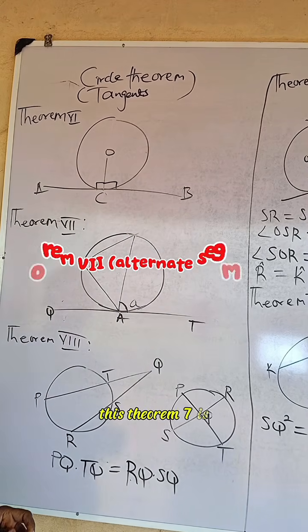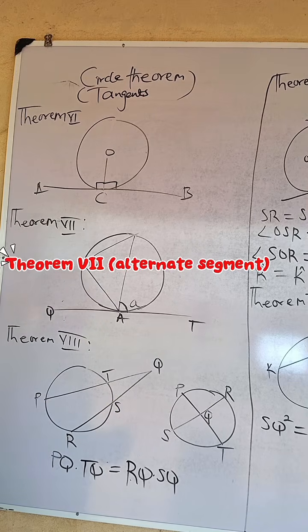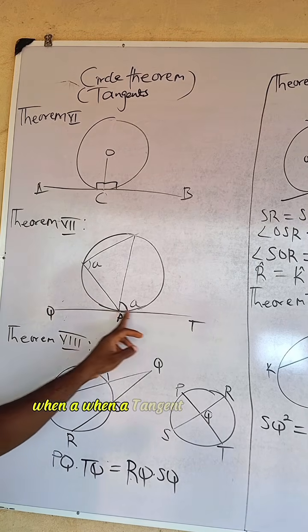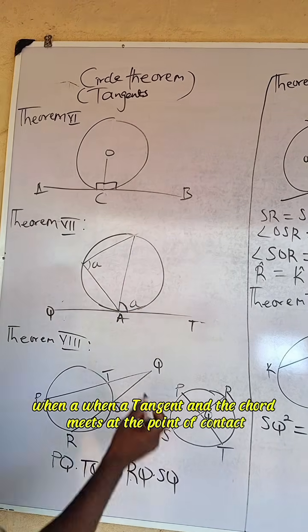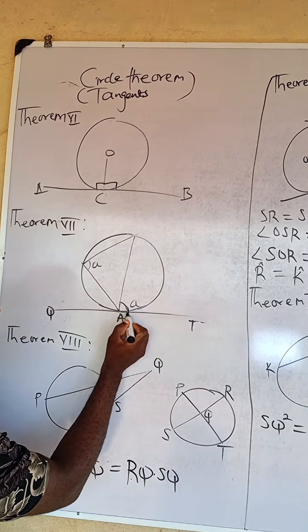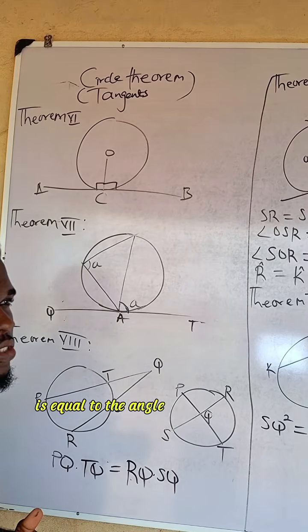Theorem 7 is what we call the theorem of the alternate segments. When a tangent and a chord meet at the point of contact, the angle they form is equal to the angle in the alternate segment.